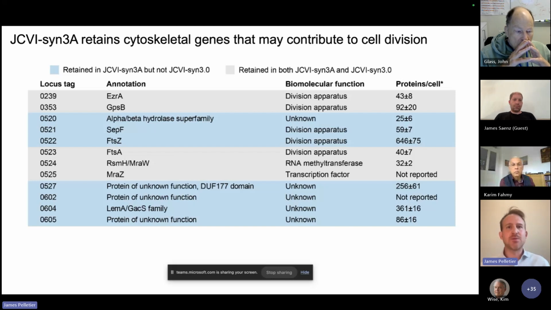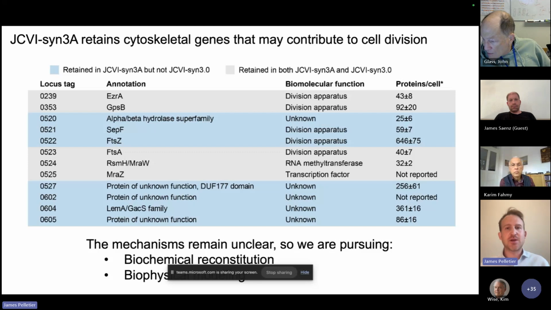But at a systems level, we still don't understand how these genes, as well as other genes, are contributing to the process of cell division. And as the mechanisms remain unclear, we're currently pursuing a combination of biochemical reconstitution and biophysical modeling to guide hypotheses as to how these genes could contribute to cell division.